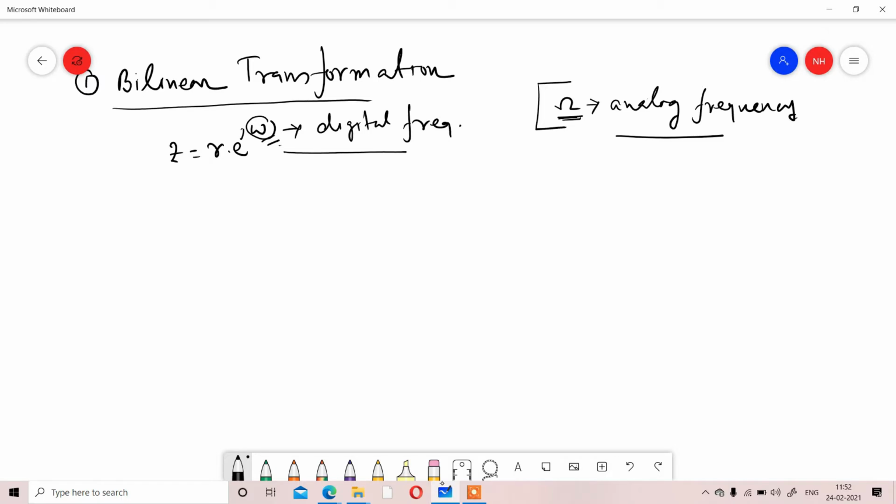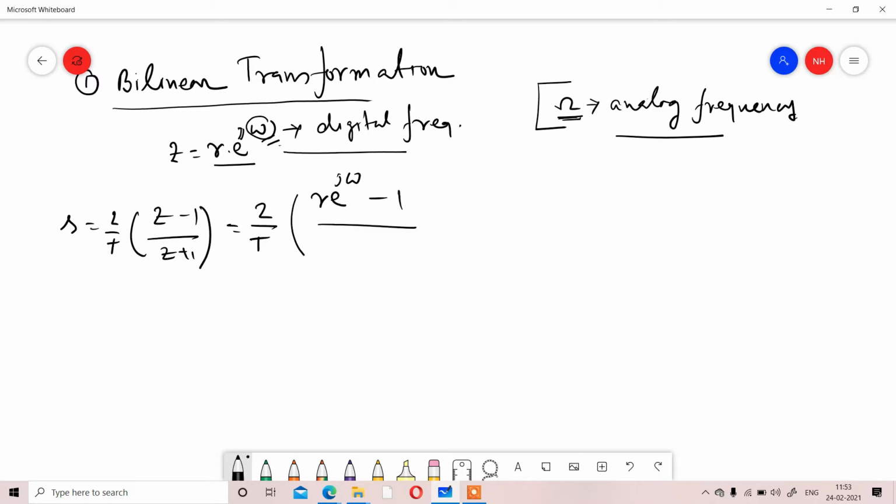Now we are considering the Z transform. The Z transform is defined by discrete values, so we will use the digital frequency, and z equals r e^(jω). So in the place of s equal to 2/T (z-1)/(z+1), we will represent the z value by r e^(jω). If we do that, what do we get? Simple calculation.